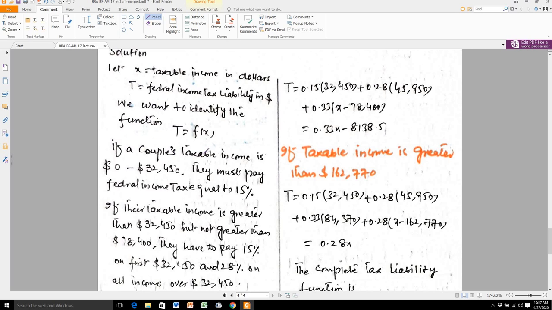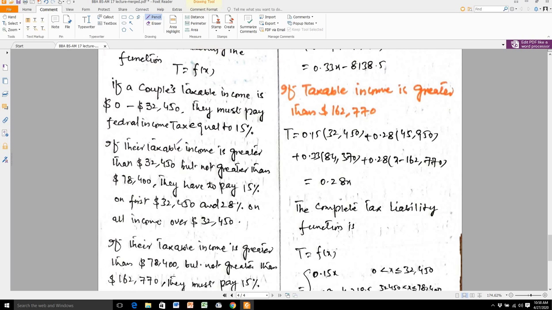If a couple's taxable income is from $0 to $32,450, here I give a brief explanation of how that ratio of chargeable income is applied on different categories. If a couple's taxable income is $0 to $32,450, they must pay a federal income tax equal to 15%. If their income lies in this range, they are liable to pay 15% of their income.